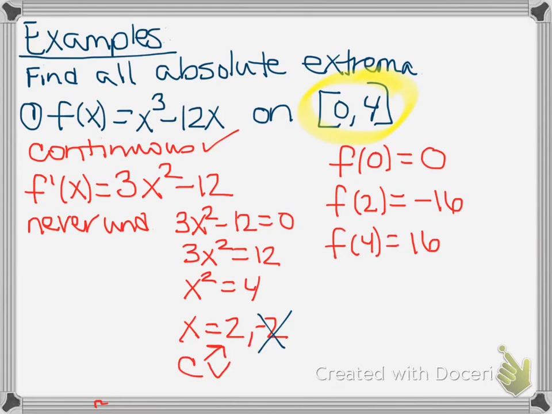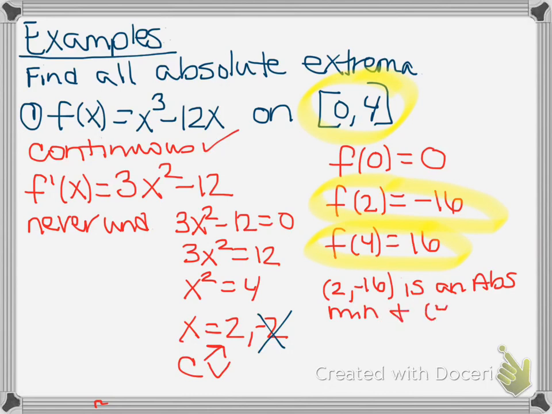Okay, so now we're looking here. What's your highest y value? Right there. What's your lowest y value? Right there. So we're going to write our little conclusion statement. That's going to say the point 2 comma -16 is an absolute min, and the coordinate point of 4 comma 16 is an absolute max.